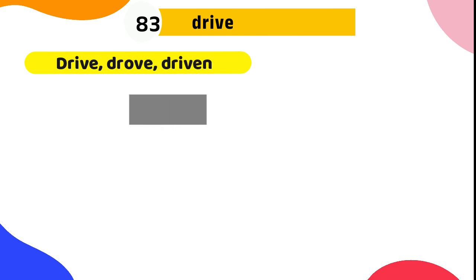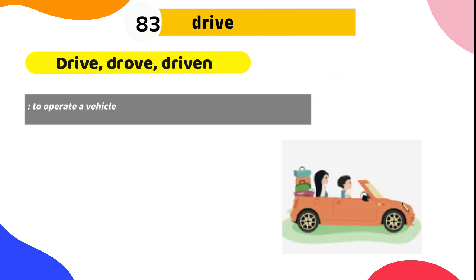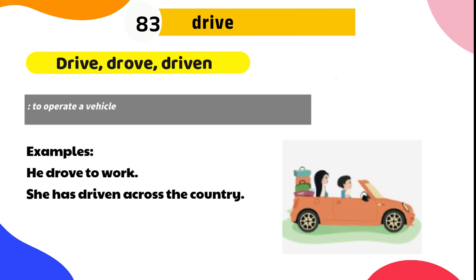Drive, drove, driven. Meanings: to operate a vehicle, to propel forward. Examples: he drove to work. She has driven across the country.